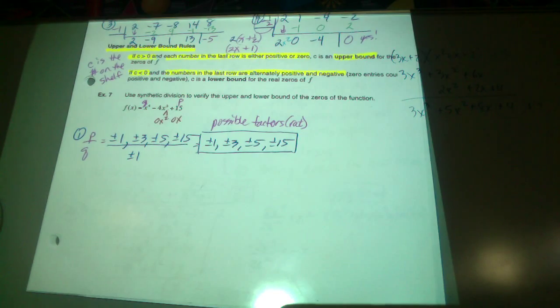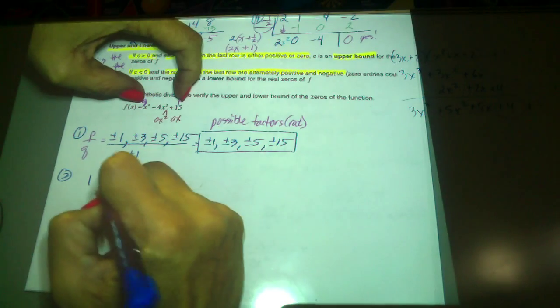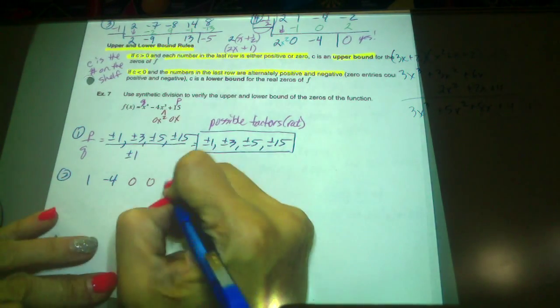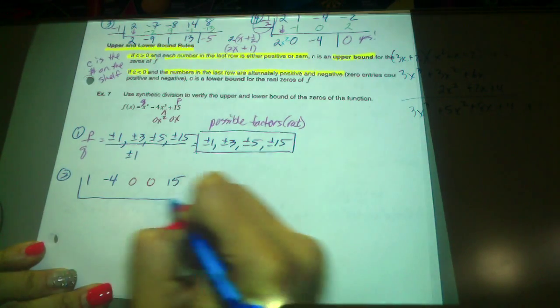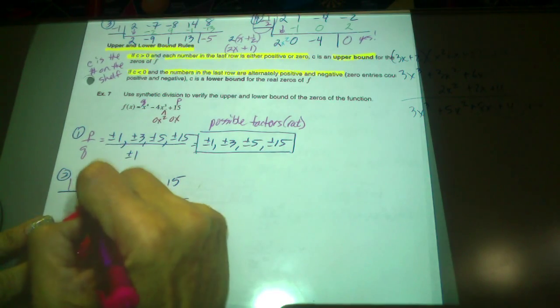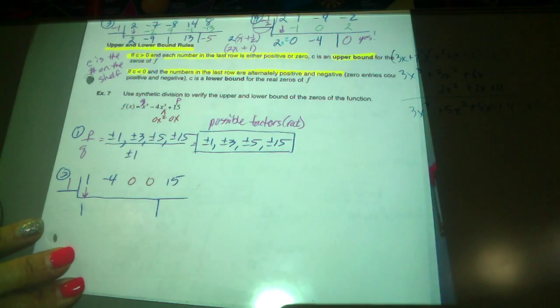There could be irrational ones. I'm trying to get x to the 4th down to a quadratic. But really on this one, I'm looking for upper and lower bounds. So let's just start choosing. My favorite number is always what? 1. So let's start with that. So I've got 1, negative 4. Don't forget your 2 zeros. And then your 15. So I'm going to plug in 1 to bring down the first number and start multiplying.